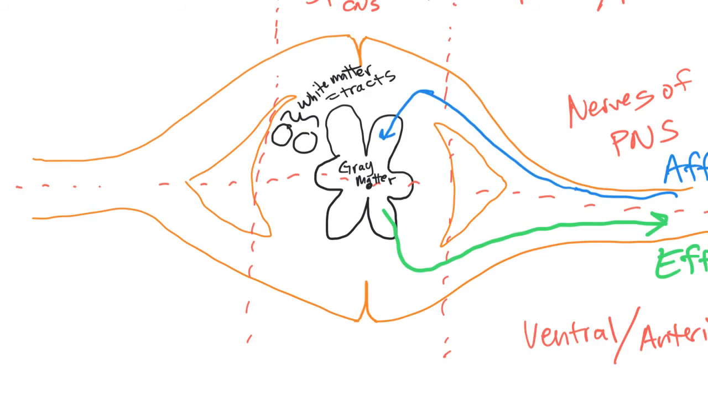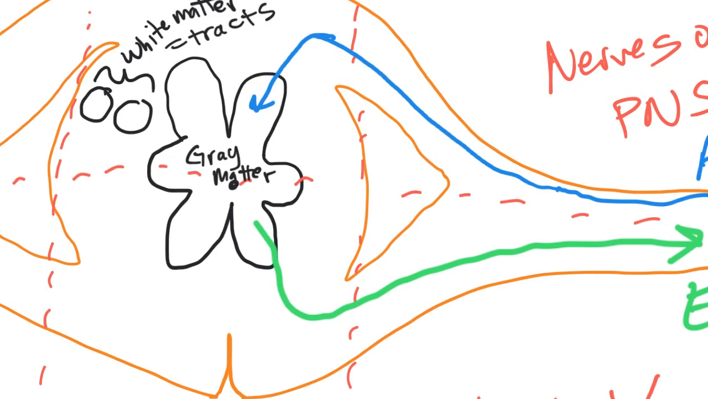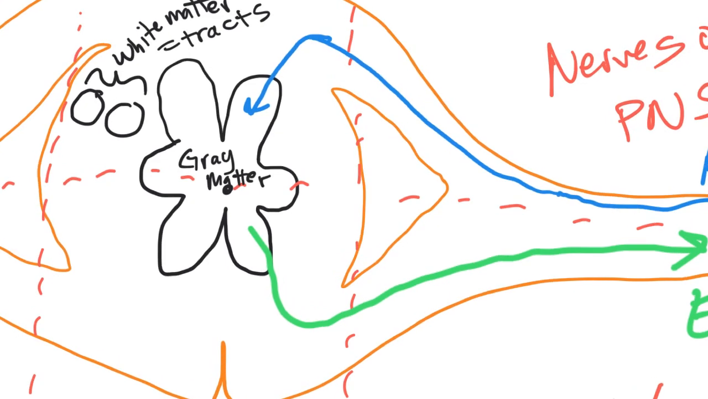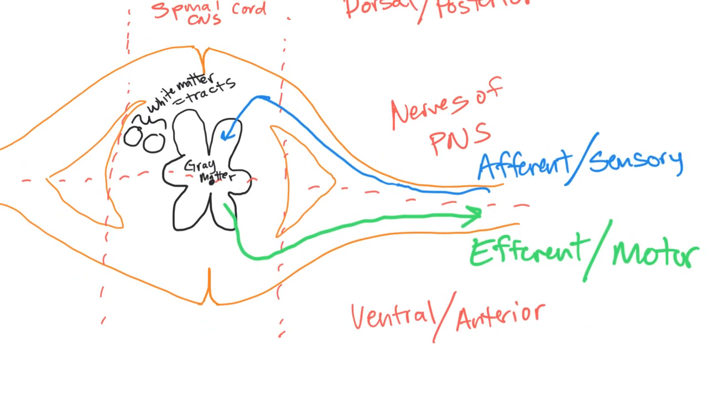And in the white and gray matter, they have the same naming, right? We're going to have dorsal horns, same nomenclature.